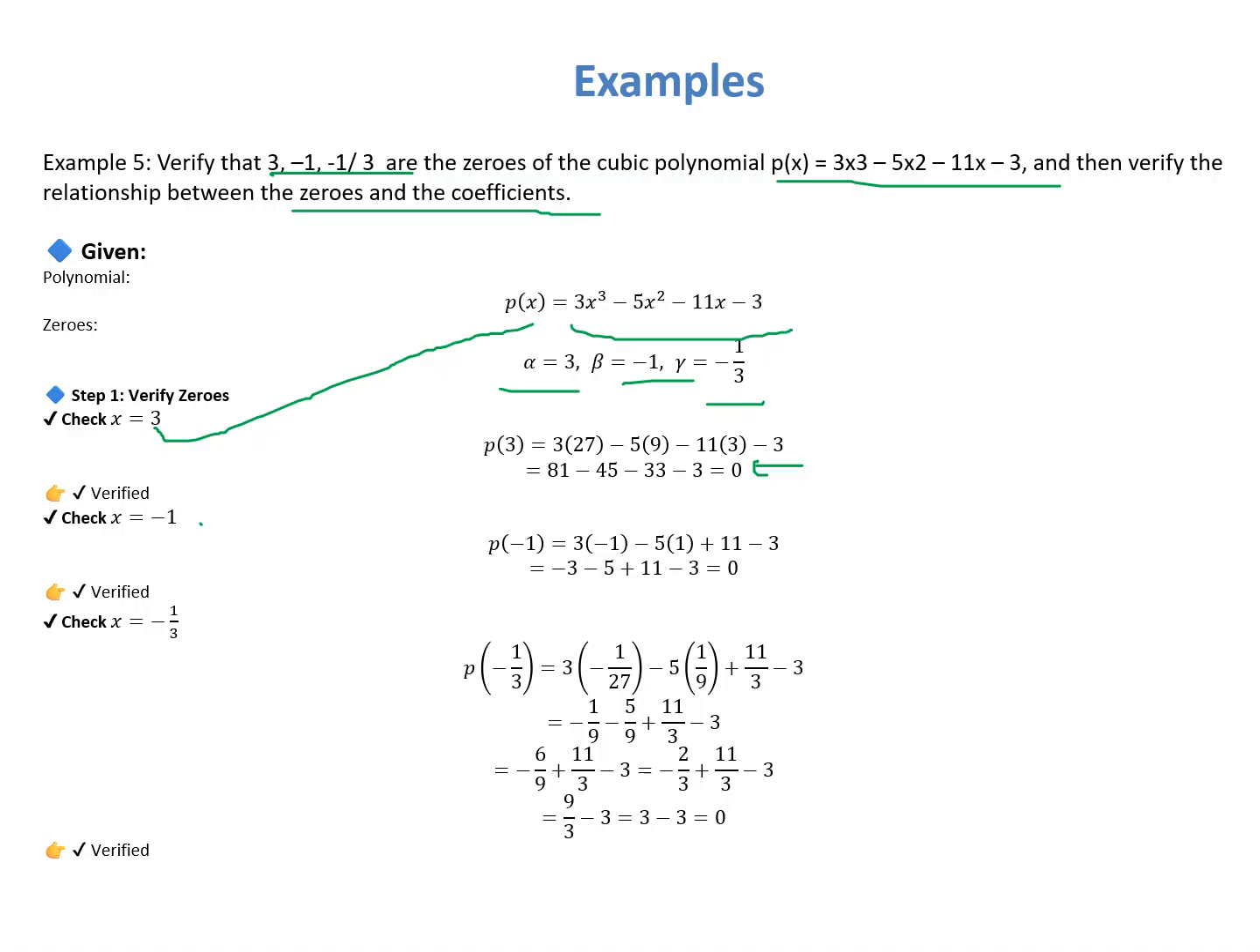Then we have to check the value for minus 1 as well. We put the value of minus 1 in this equation and verify whether 0 is coming or not. And then we have to check for minus 1 by 3 as well. When we put minus 1 by 3, we again get the value as 0 here. So we have done that, checking that 3, minus 1, and minus 1 by 3 are the zeros of the cubic polynomial 3x cube minus 5x square minus 11x minus 3. So this has been verified.